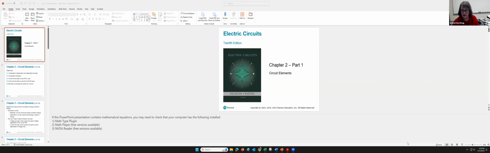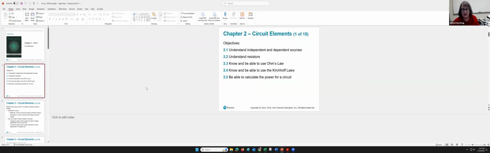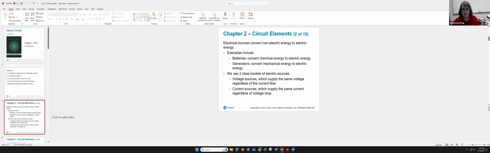And by the end of this section, you will know some things. We'll talk about the difference between independent and dependent sources. We'll talk a little bit about resistors in 2.2, which will be not in this lecture, but in the following lecture. We'll talk about Ohm's law, Kirchhoff's law, and calculate the power for a circuit. But the topic of today is just section 2.1, understanding independent and dependent sources.